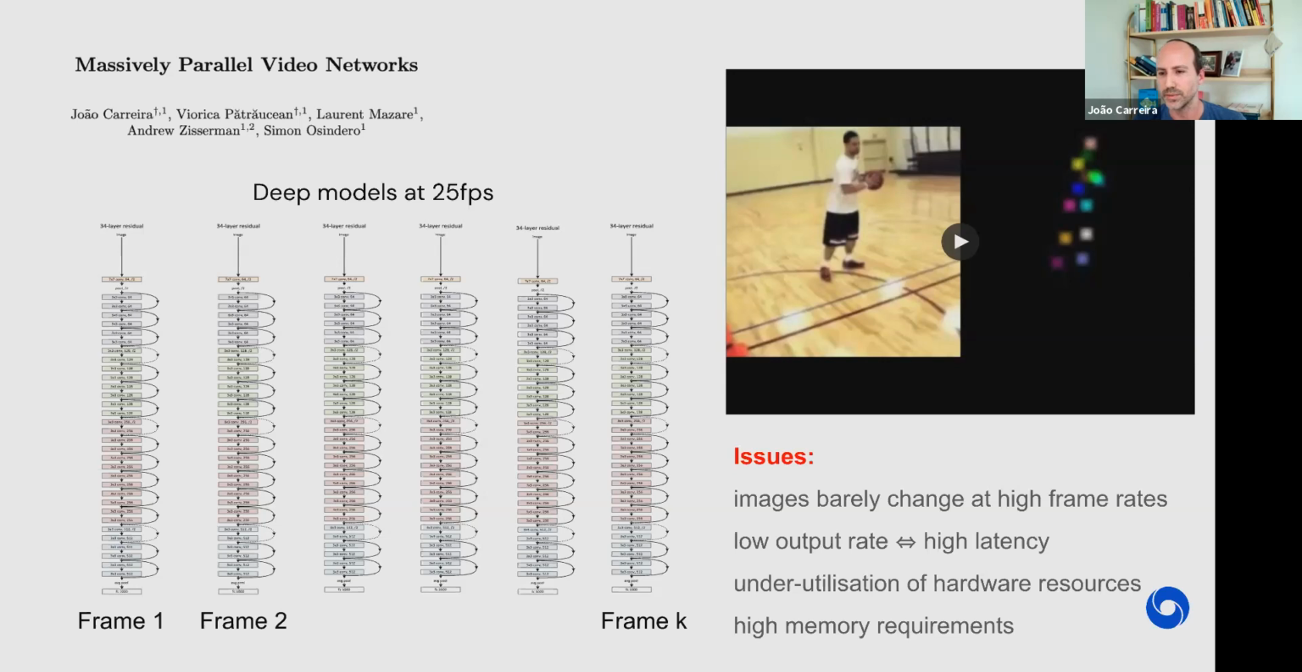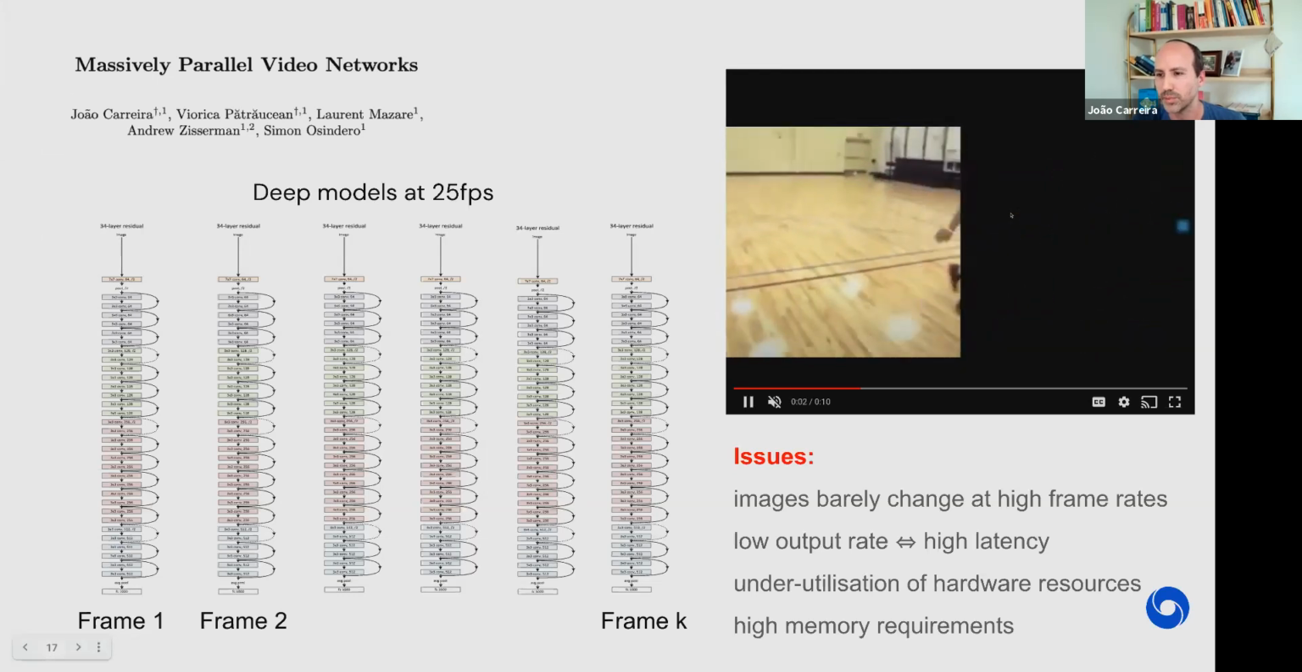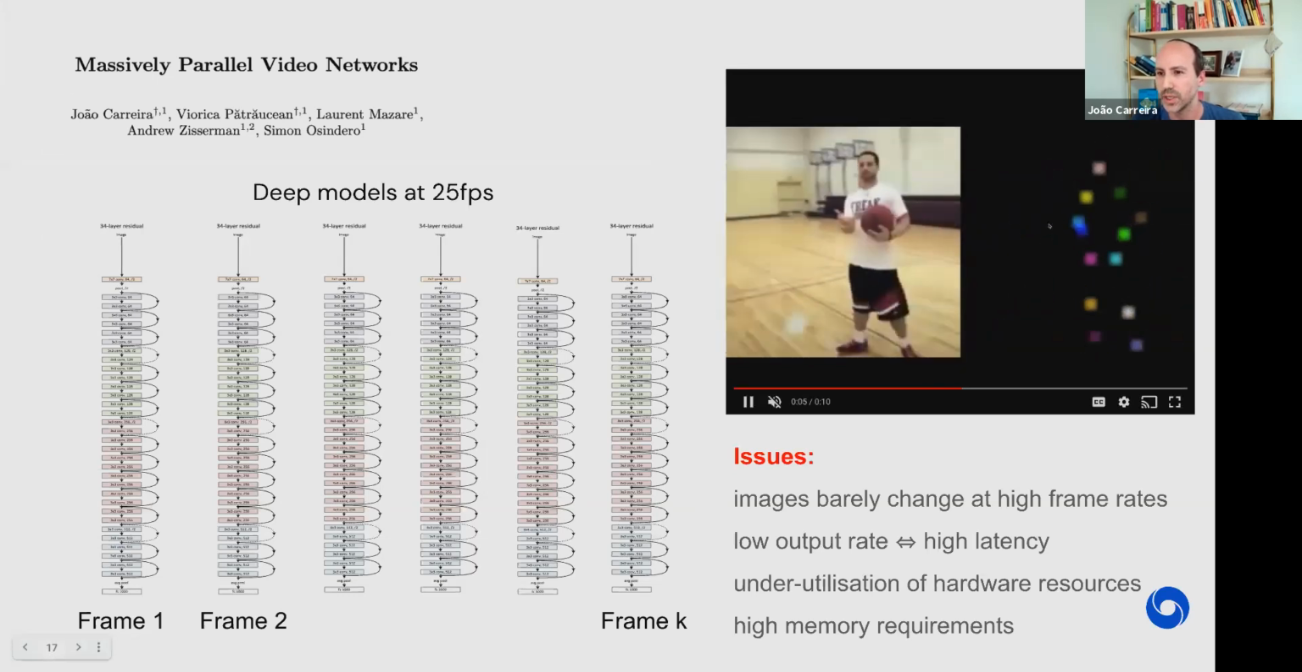Even though the video is barely changing. And low latency is important because, say, you want to track a basketball player and you want to track the key points, this needs to be very fast.